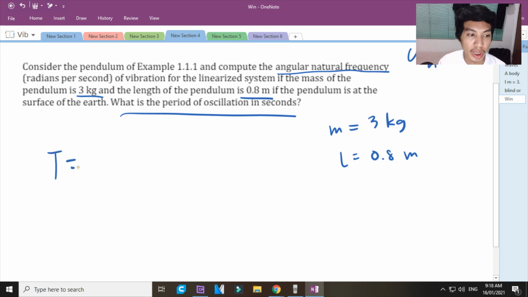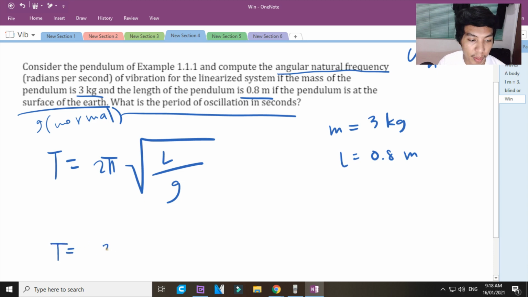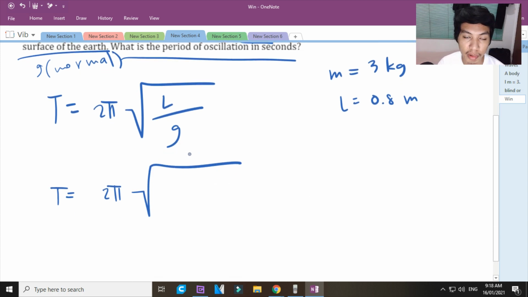So, period T is equal to 2 pi square root ng the length of the pendulum over G, surface of the earth, o the normal G. T will be equal to 2 pi. Paano kapag surface of the moon? O di 1/3 lang. Almost 1/3 daw ng gravitational constant or gravitational pull yung sa Earth. So, meron kang 0.8 meter over 9.81 meter per second squared.